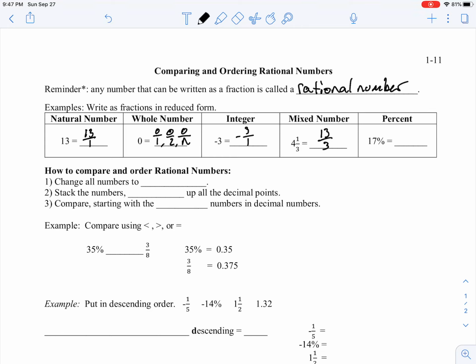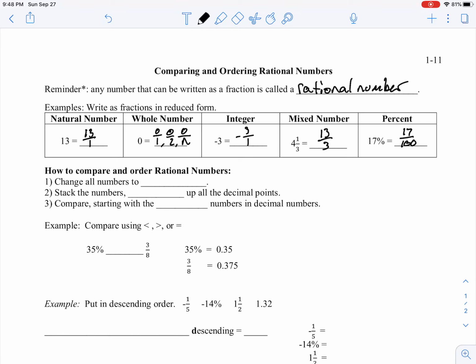And finally, 17%. Well, remember, percent means out of 100, so we're going to write that as a fraction out of 100. And always reduce, but in this case we cannot because 17 is prime and does not go into 100. There's no number that will multiply into 17 and 100.